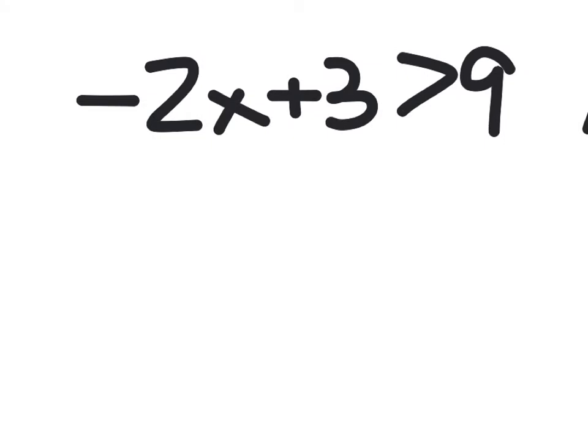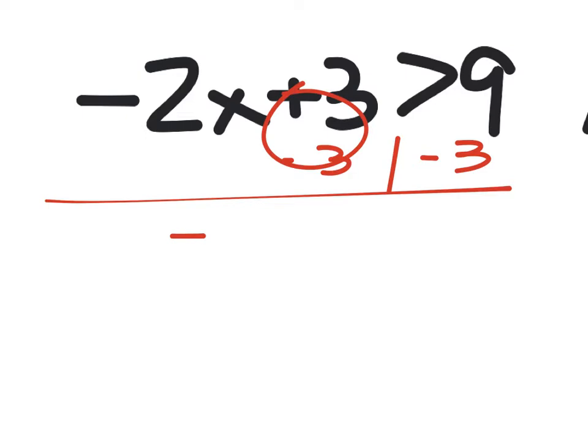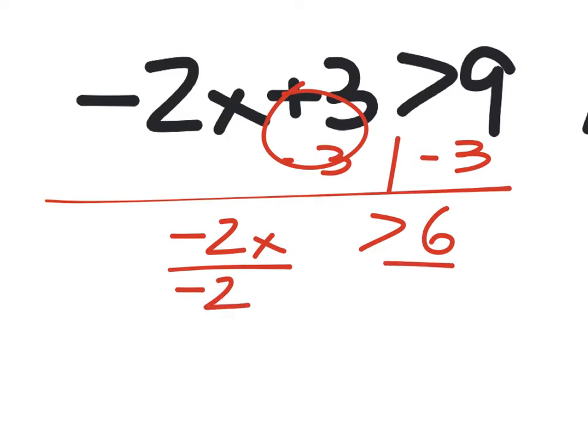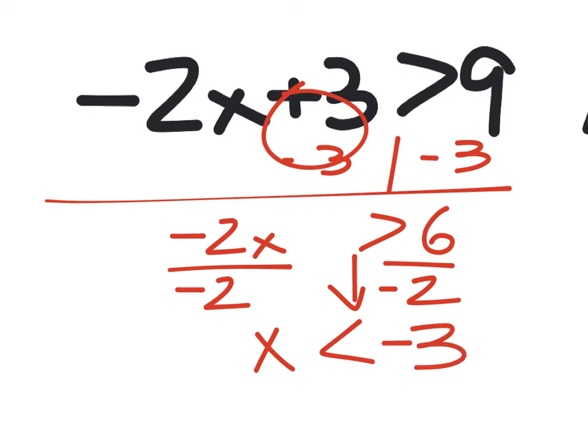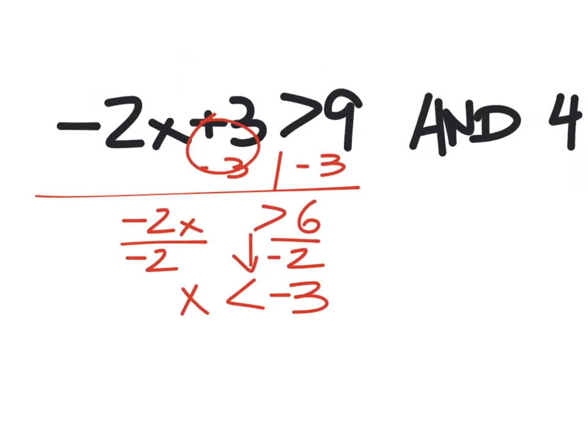I'll use red again so that when we graph it, it's still kind of consistent with what we did last time. Yeah, we're going to zero out the 3 first, right? So I got negative 2x is greater than 6 now. And now I'll divide both sides by negative 2. And dividing by the negative, it's going to flip that inequality to be x less than negative 3 right there. So that finishes off that one.